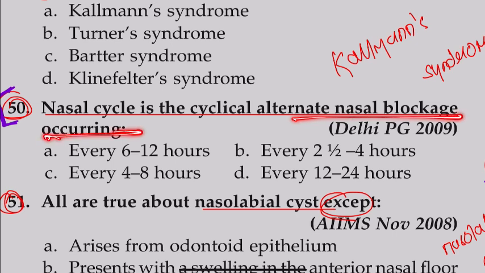The nasal cycle is cyclic alternate nasal blockage occurring every what? Every 2.5 to 4 hours, right? That is the nasal cycle, the cyclical alteration of nasal blockage.